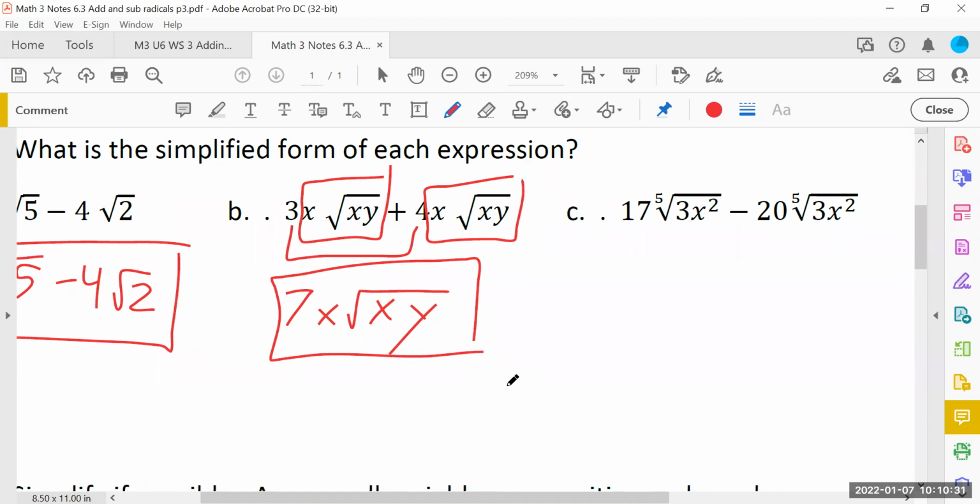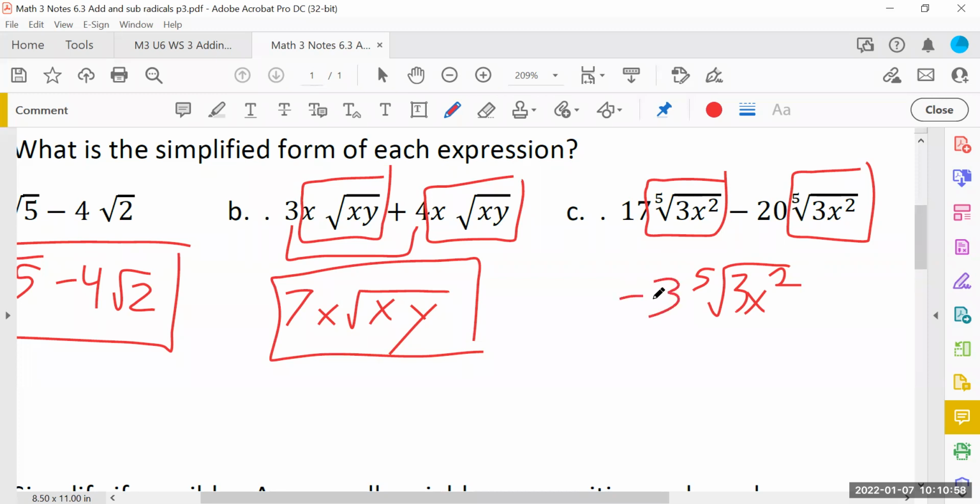Next one, I have a fifth root of 3x squared and a fifth root of 3x squared. Those match. My answer is going to be a fifth root of 3x squared. The only question is, how many do I have? 17 minus 20 is -3. So there you go, -3 fifth root of 3x squared. That's my answer. And again, it's just doing the 17 minus 20.